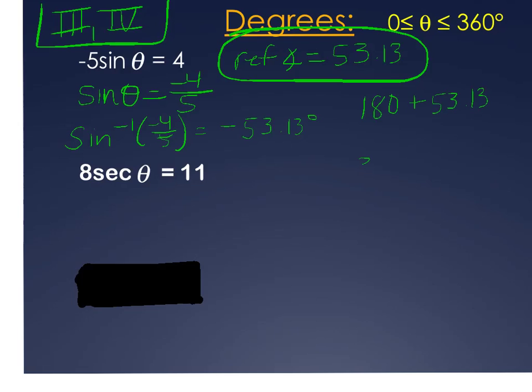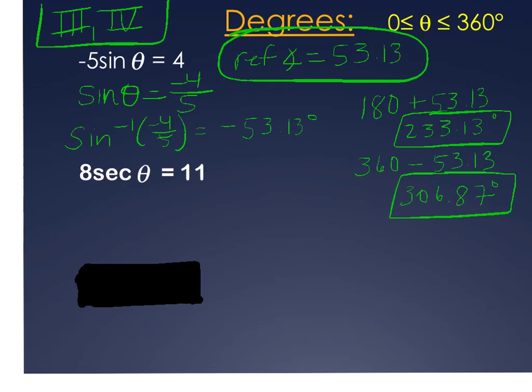To get it in quadrant 4, I'm going to take 360 and subtract 53.13. So my answers are 233.13 and 306.87. So it's very important to know how to get the angles in each quadrant with the given reference angle. Your calculator will help you get the reference angle, but not the other answer, so you'll need to be able to do that on your own.